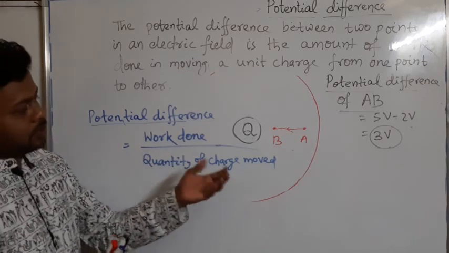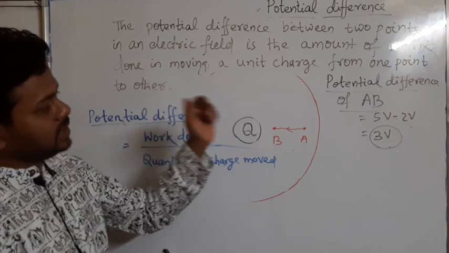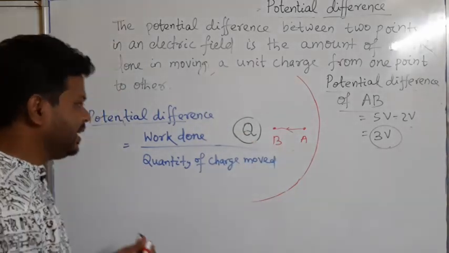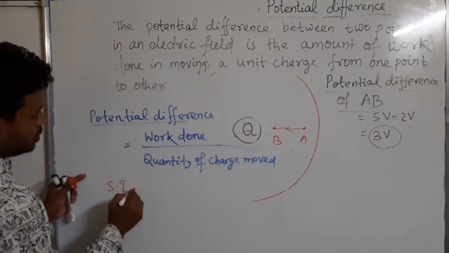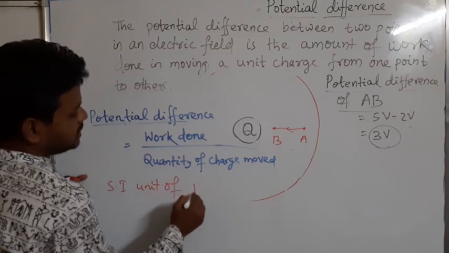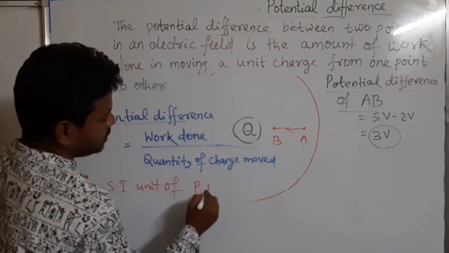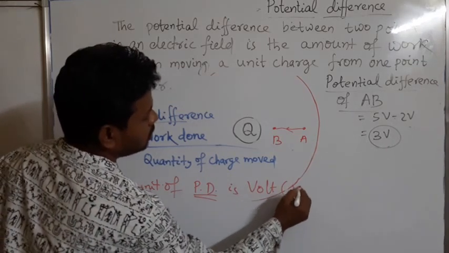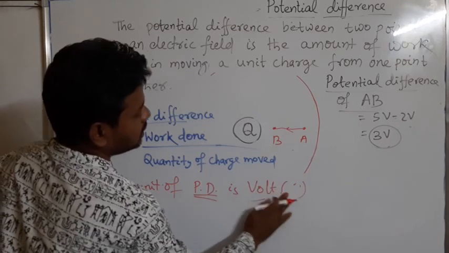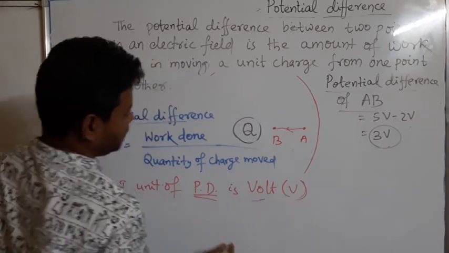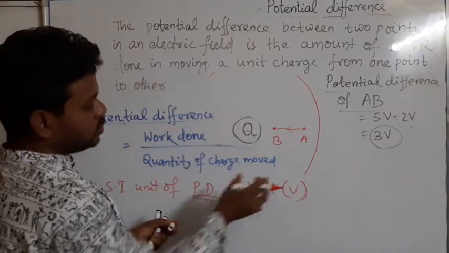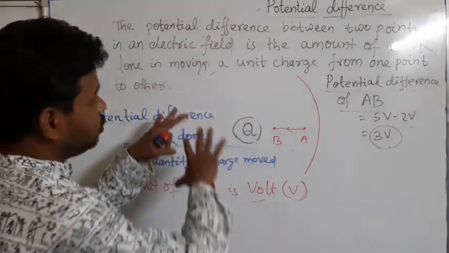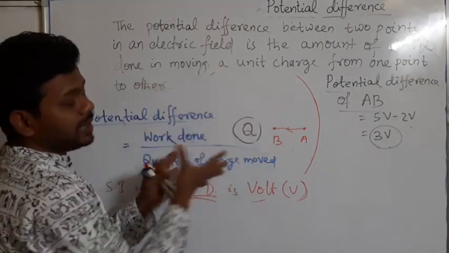So students, as I have told, the SI unit of electric potential is volt. So definitely the SI unit of potential difference, I am writing shortly PD, is also volt, because it is the difference in potential, hence its SI unit will also be volt. Okay. Now we have discussed the potential difference in terms of electric field.